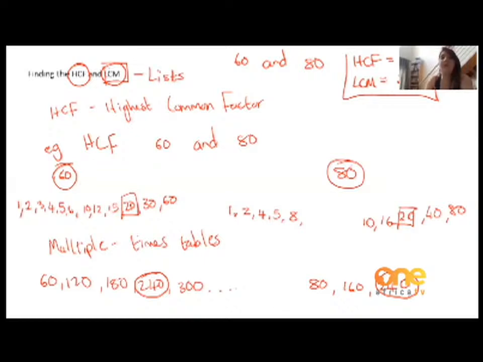But we don't always want to use lists, right? Sometimes we can do HCF and LCM using prime factorization, or always we can do HCF and LCM using prime factorization. And in fact, it actually is easier. So let's have a look at 60 and 80 using prime factorization. Now we know how to do prime factorization at this point.